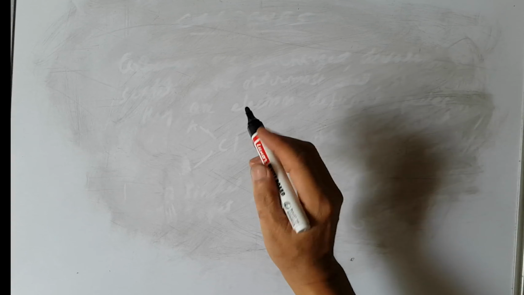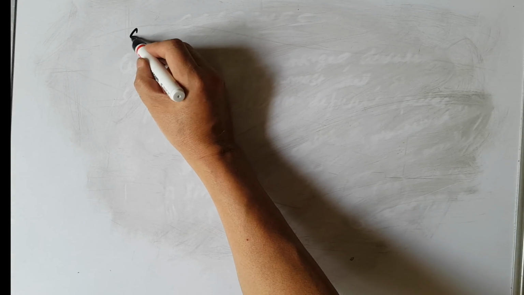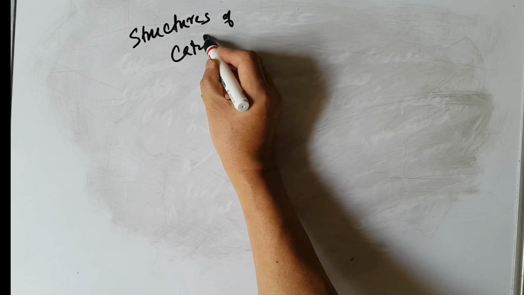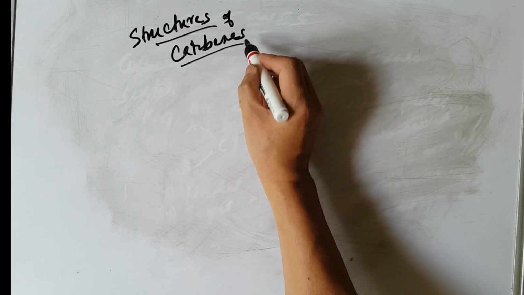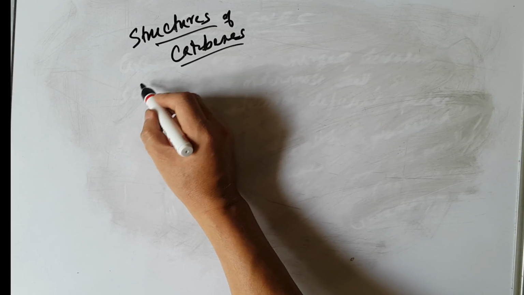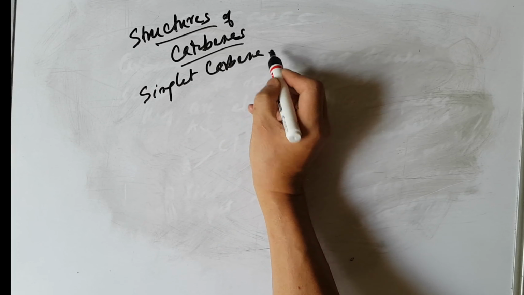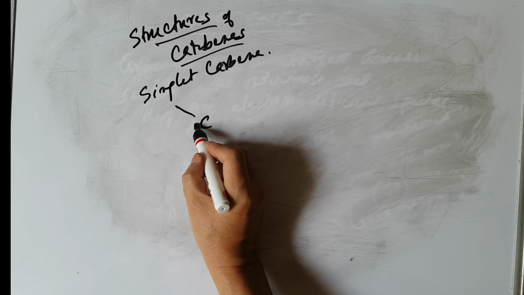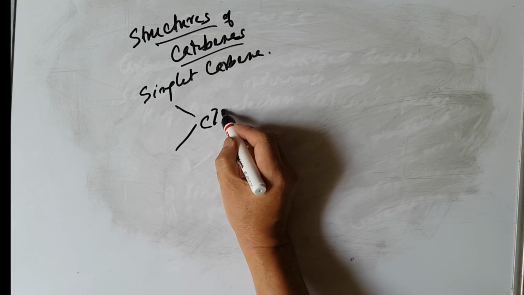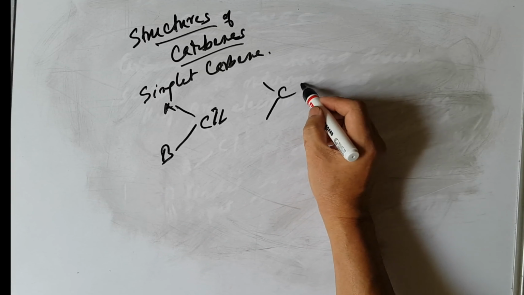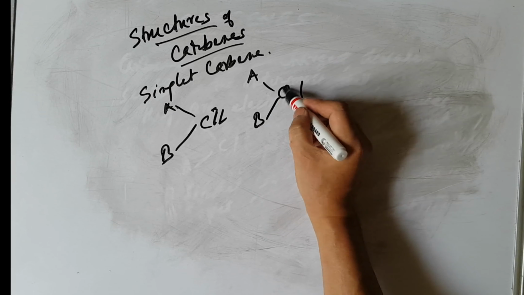Now let's see the structure of carbenes. We can have these two structures, of singlet as well as triplet carbenes. So we can discuss one by one. Let's first discuss the structure of singlet carbene. Singlet carbene is like this: they are paired, with A, B. You can write this singlet carbene A, B like this. It can be represented like this.